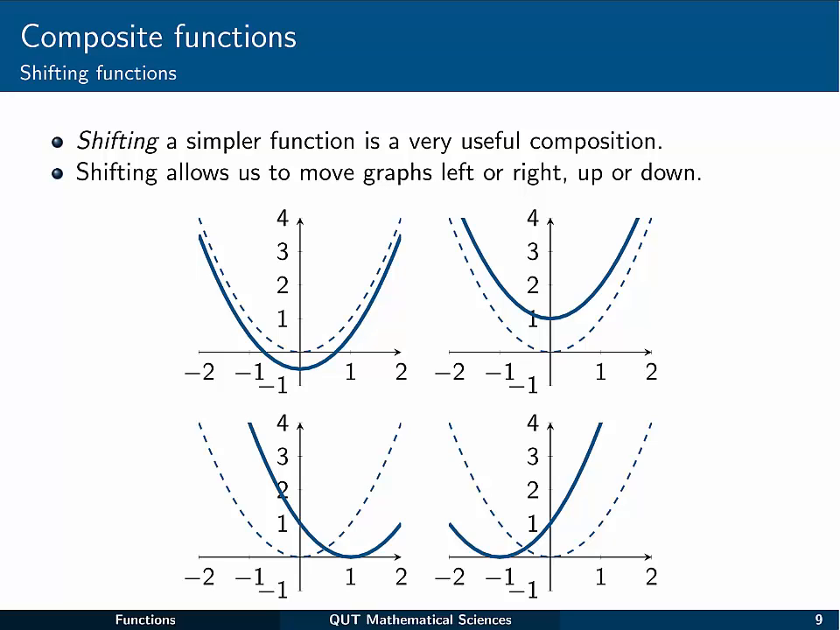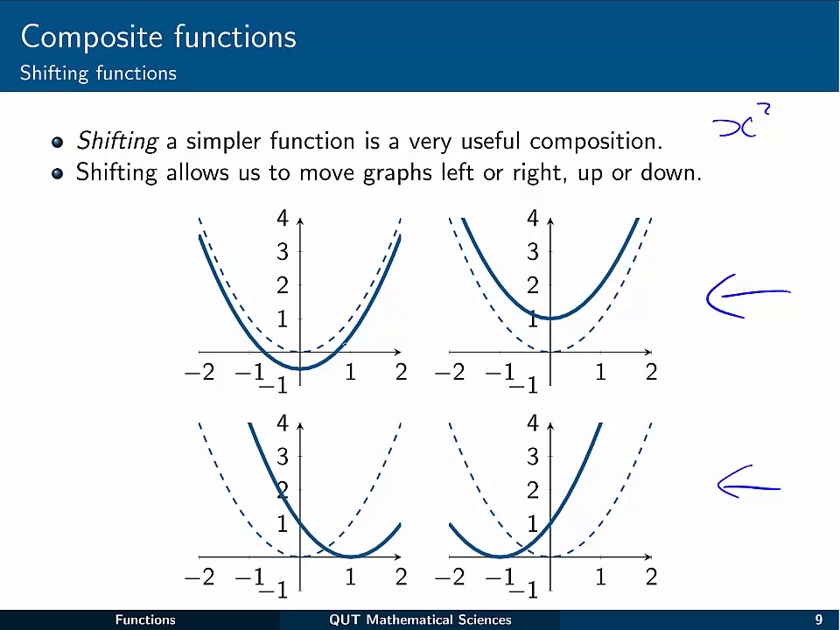Now, these ones are really quite useful. Shifting a simpler function is a useful composition that allows us to look at moving graphs up or down, like we see in these two graphs here, or from left to right, as you see in these ones. And it's actually quite a simple thing to do to change those functions. Now in all of these pictures, the dotted line function that you can see is the function x squared.